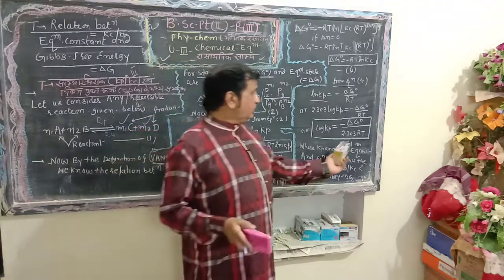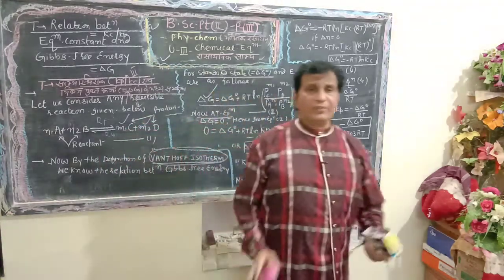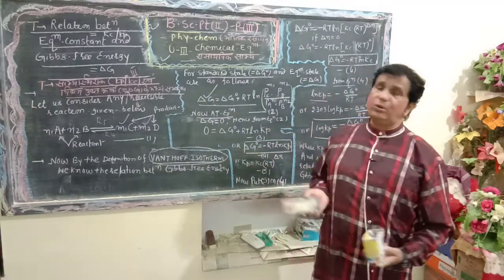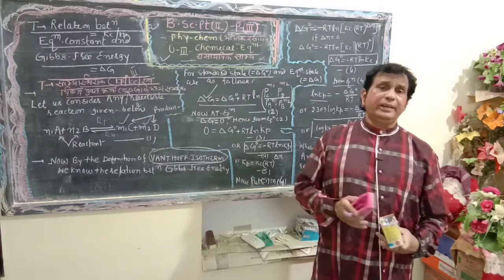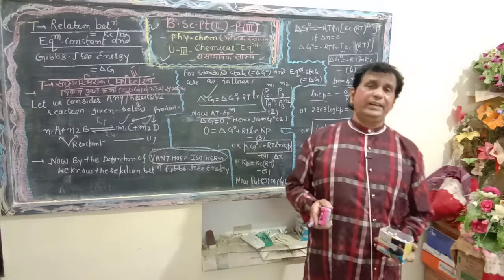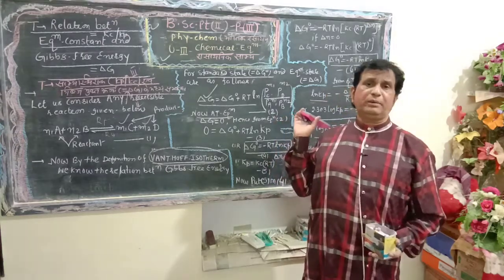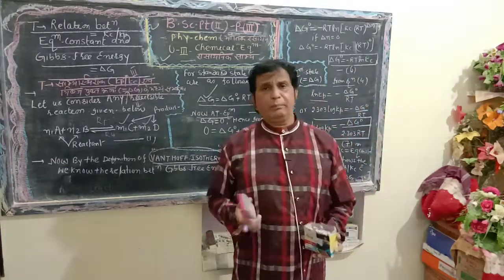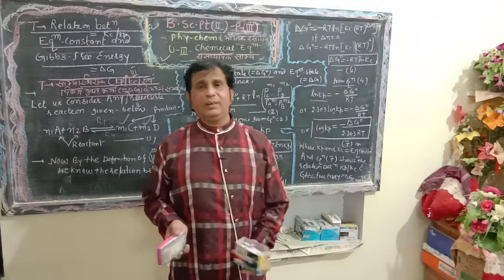Dear students, equation number 7 shows the fundamental final equation between Gibbs free energy and equilibrium constant. We will solve the numerical problems based on equation number 7 tomorrow.